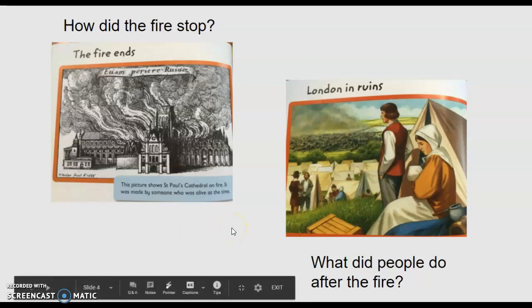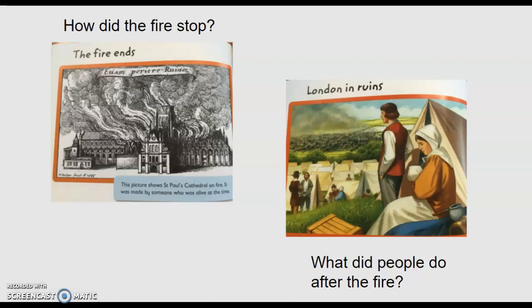Can you remember how the fire stopped? How did the fire stop in the end? Do you remember the wind died down? So that actually helped to stop spreading the fire. Then it was able to put the fire under. The fire was able to get under control.